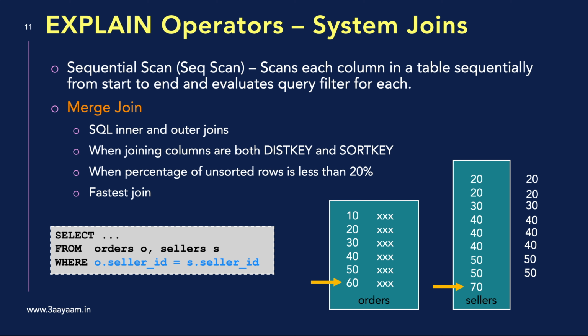Now obviously for a small number of records it might seem simple, but imagine you have millions of rows. As you have already seen, in the sellers table I had 270 million rows, and in the orders table I had 600 million rows. So it is not as simple as it seems, but this is the fastest join operation.